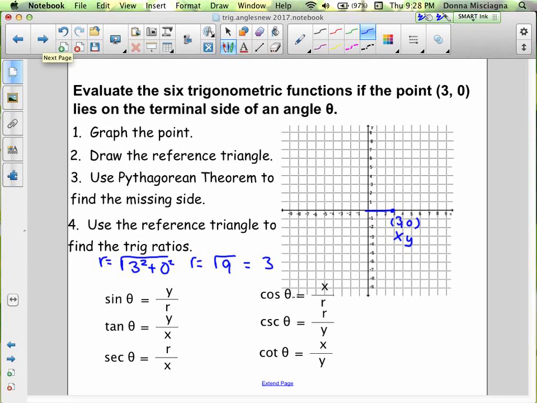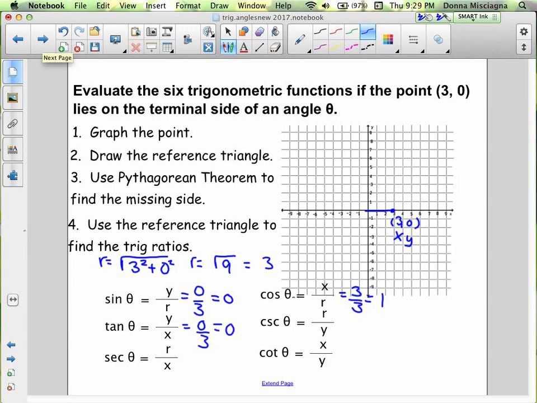All right, so sine, I got nowhere to put the r on the quote-unquote triangle. So sine is going to be 0 over 3. That's 0. There's no vertical. Cosine is going to be 3 over 3. That's 1. Tangent uses the y, so it's going to be 0 over 3. That's 0.